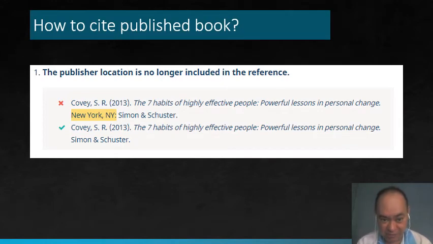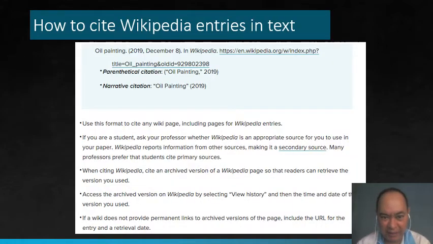How to cite a published book. This is similar to the slide a while ago, but we're giving a closer look. How to cite Wikipedia entries. We now have the following format. Oil painting is the title of the Wikipedia article. Open close parentheses, you have the year, the month, and the date. Take note that you have to put Wikipedia in italics. The URL source does not actually mean the URL source. Rather, you have to look at the archived source version.